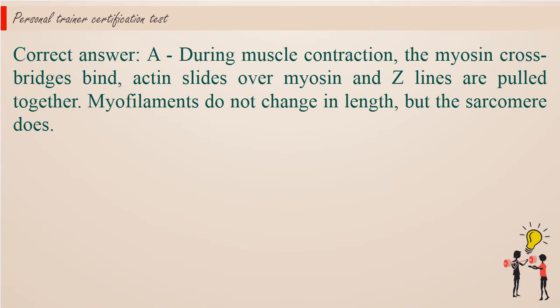Correct answer, A. During muscle contraction, the myosin cross-bridges bind, actin slides over myosin and Z-lines are pulled together. Myofilaments do not change in length, but the sarcomere does.